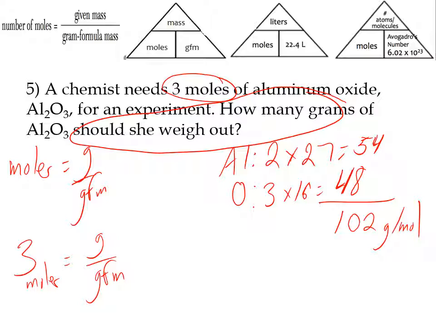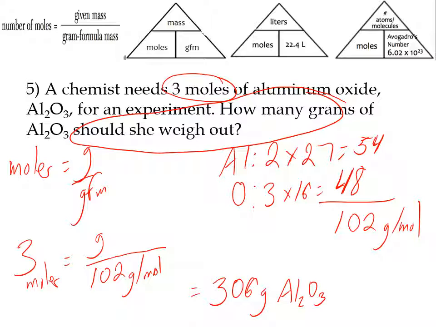Now I can plug that number in down here. I'm going to erase my GFM and plug the actual number in. So I'm going to write 102 grams per mole of Al2O3. I can multiply these numbers now. 3 times 102 is going to give me 306 grams of Al2O3. If I have 306 grams of Al2O3 and each mole weighs 102 grams, that would mean I have 3 moles. I did the math backwards, so if I have 3 moles, I know that's the equivalent of something that weighs 306 grams of this compound Al2O3.